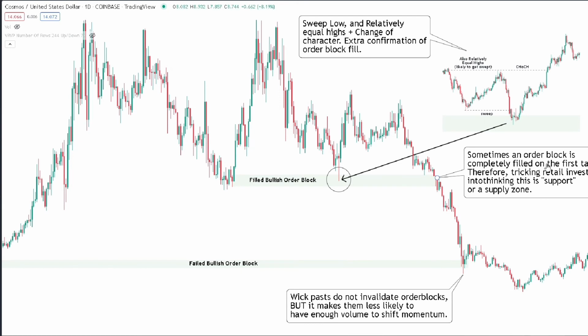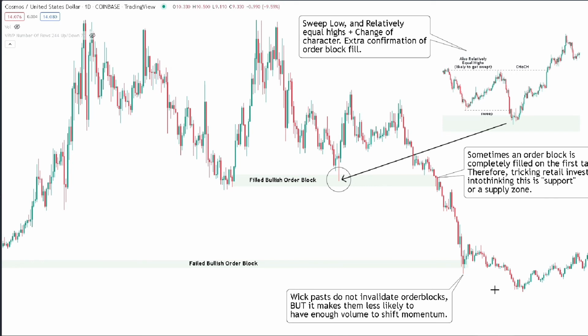Sometimes an order block is completely filled on the first tap, therefore tricking retail investors into thinking this is a support or supply zone. So now that the institutions have placed their orders and they have already sold, they will dump past this order block and choose a new order block, which was down here in this area. So once they chose this area, this order block became no longer valid, dumping past and pretty much ruining the trades of a lot of retail investors here.